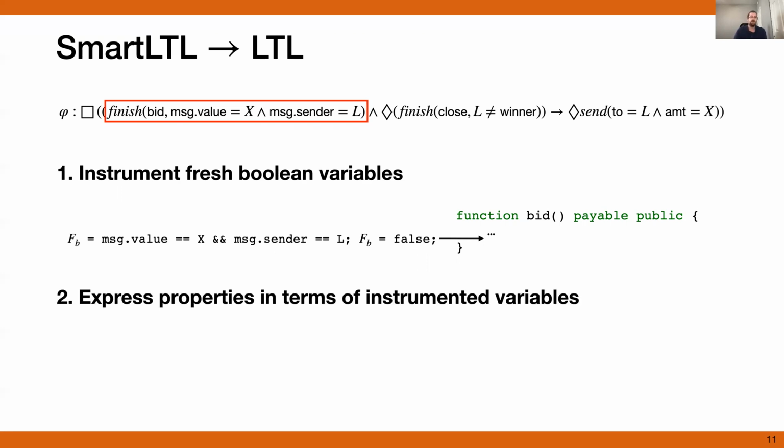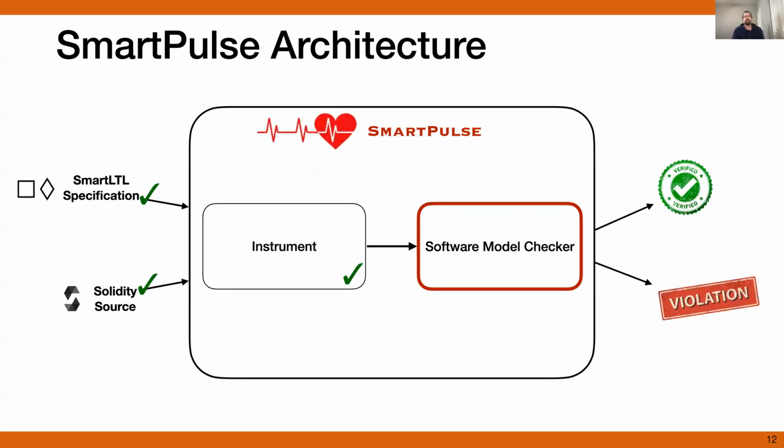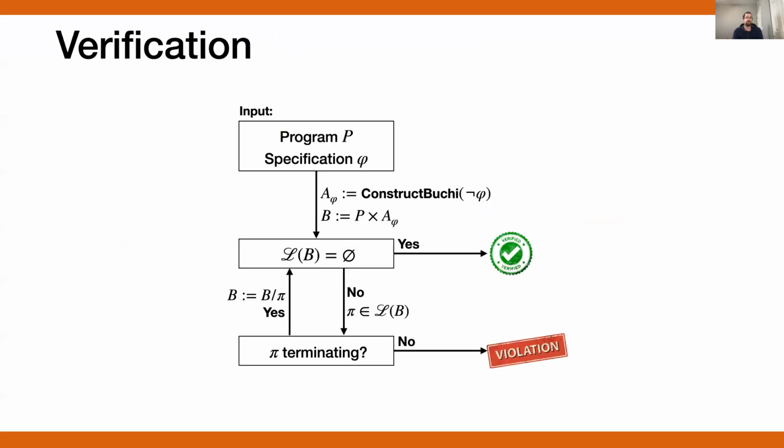So the next thing that we're going to do is express our Smart LTL specification in terms of these instrumented variables. And if we do that, we get a typical LTL specification. The rest of these variables that you see there are similar to the ones that I showed above, but for each one of those atoms. Next, we're going to send this to a typical software model checker. In particular, we're going to use a CEGAR-based method like the one used by Ultimate Automizer in order to get particular example traces, and then we're going to evaluate whether or not the specification holds on that trace.